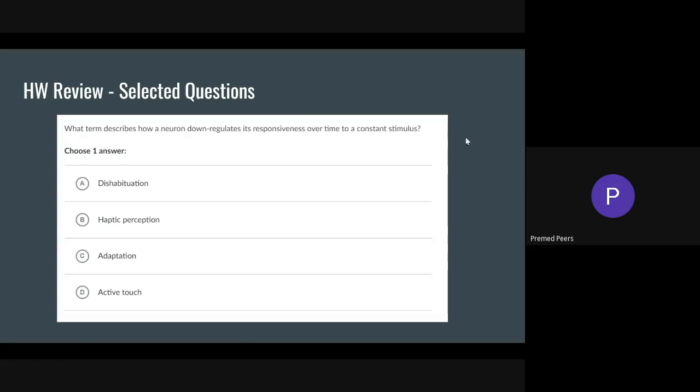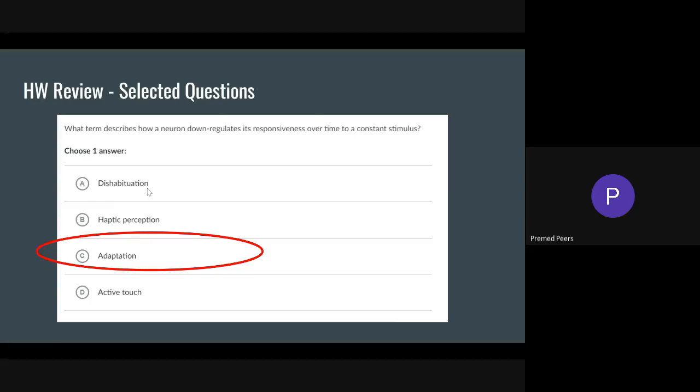What term describes how a neuron downregulates its responsiveness over time to a constant stimulus? So the answer to this question was adaptation, assuming that you had a chance to look over beforehand. The reason I wanted to highlight this question is because I think that something that people might get confused with is adaptation and habituation. So habituation is actually referring to the behavioral response that occurs, or a decreased behavioral response that occurs through repeated exposure.